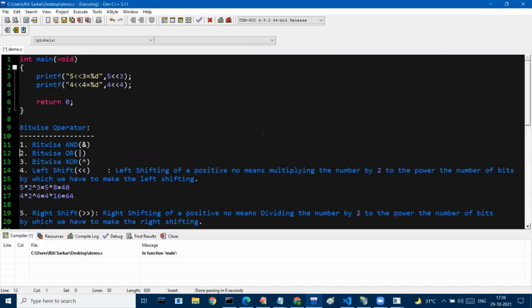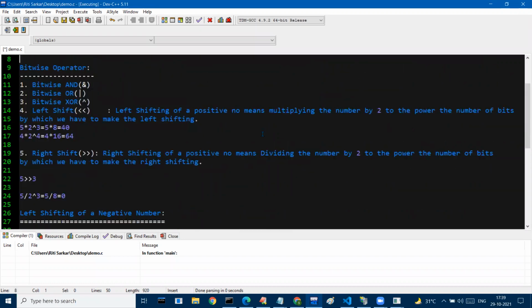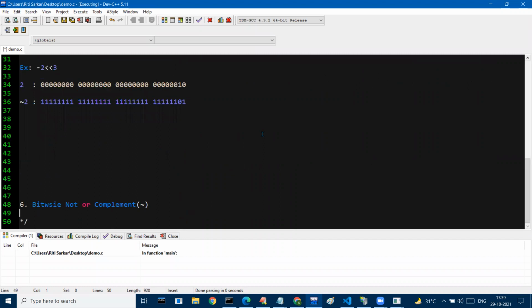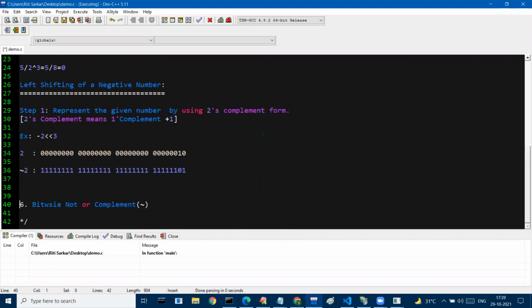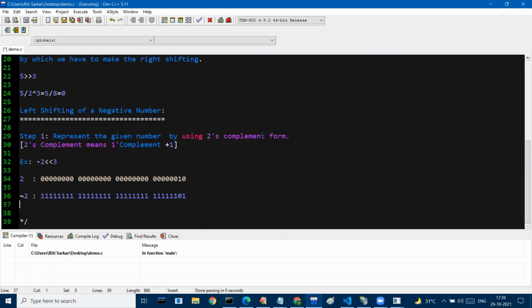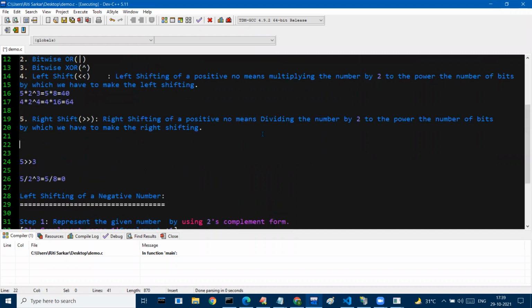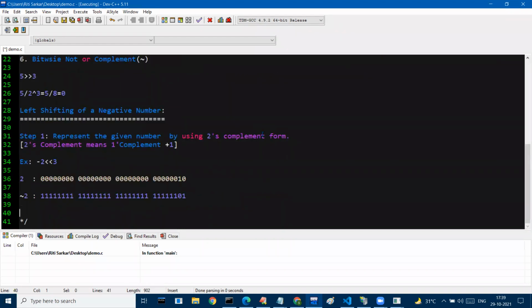So for the discussion of this one, this discussion is also done in parallel. Yeah, the 6th one. These operator discussions are automatically coming here as a part of this discussion. Bitwise not or complement. Okay, so 1's complement is ready.